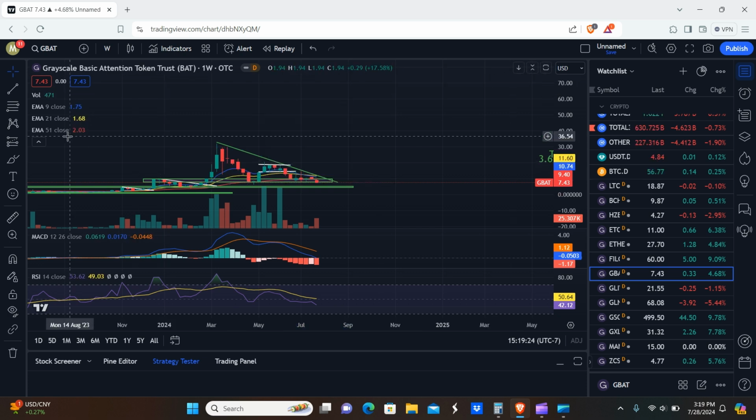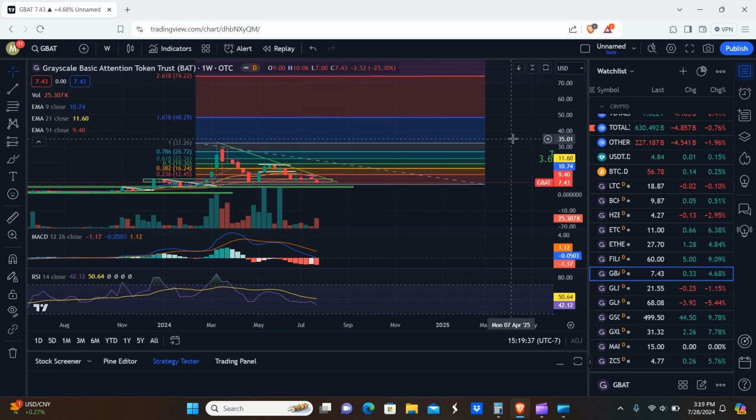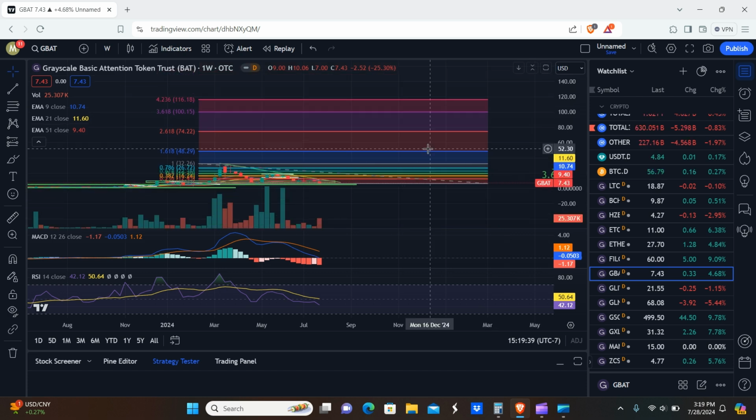17K on GBAT. Again, you guys can see up here that we are using the Brave browser, I think is what it's called. Yeah, the Brave browser. So that's actually a product of the Basic Attention Token. So 48, let's see, 74 and 100 and then 116.